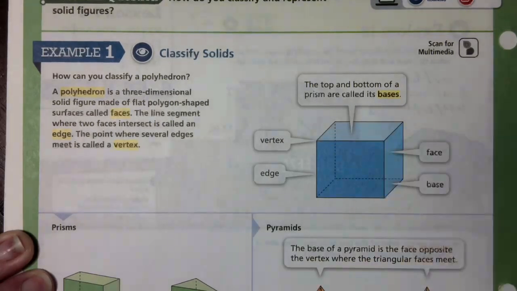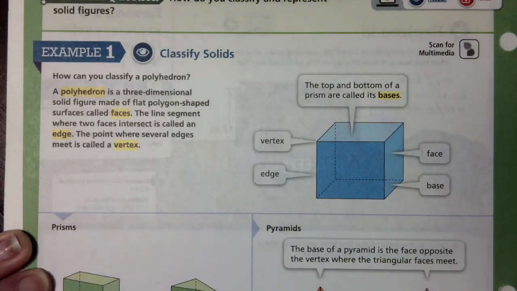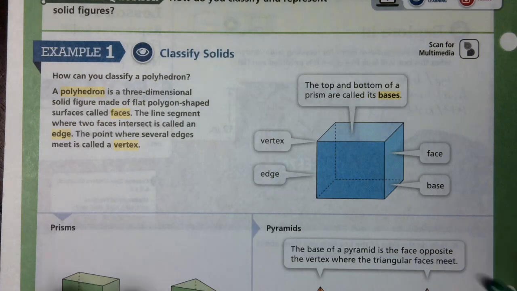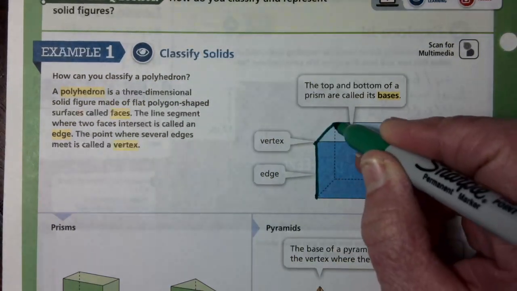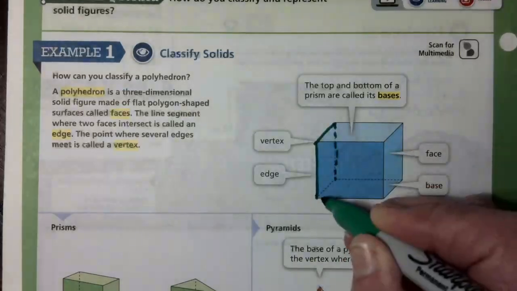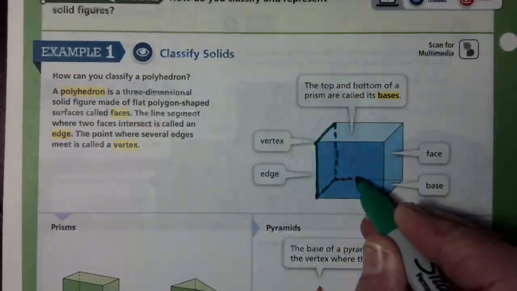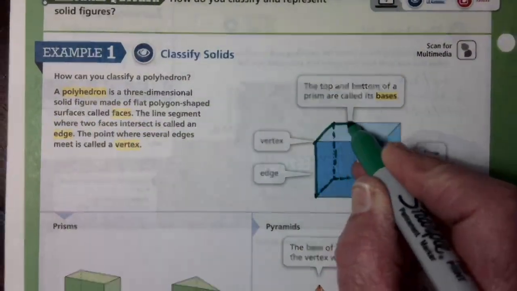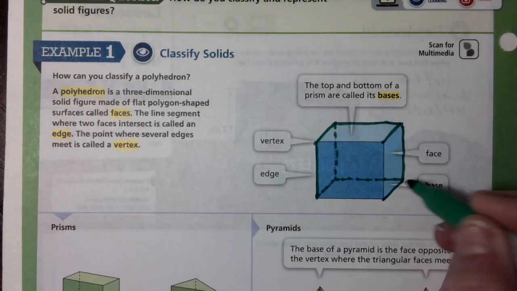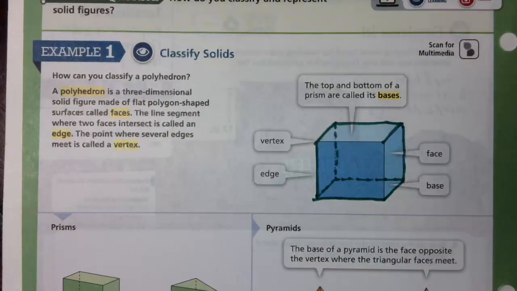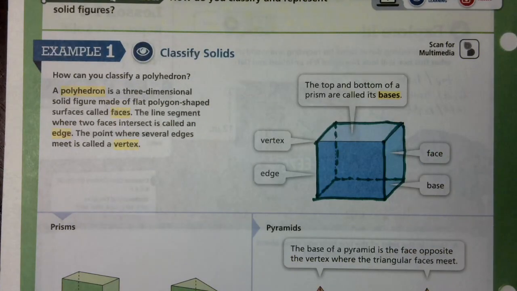Okay, so here's an edge. I'm going to do the edges in green. Here's an edge. Here's an edge. Here's an edge. Here's an edge. Here's an edge. Here's an edge. An edge. An edge. An edge. And an edge. And an edge. Okay? We should have counted those as we went.